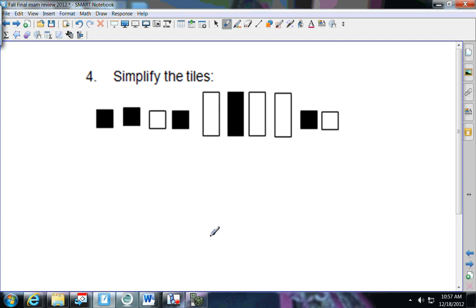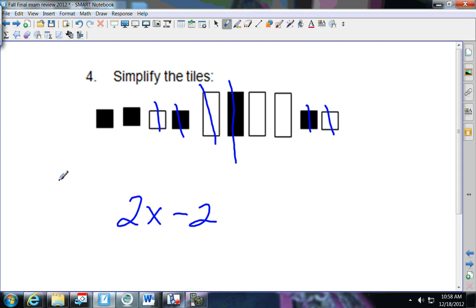The next one says simplify the tiles. Well, I see that a positive is going to take away a negative. They're the same size, same shape, so those take away each other. Then I have a positive x that takes away a negative x, and a negative unit and a positive unit. I don't see any more zero pairs to eliminate. What I do see is two positive x's and two negative units, so it's 2x minus 2. This is as simple as you can do it, putting the x's together and the units together.